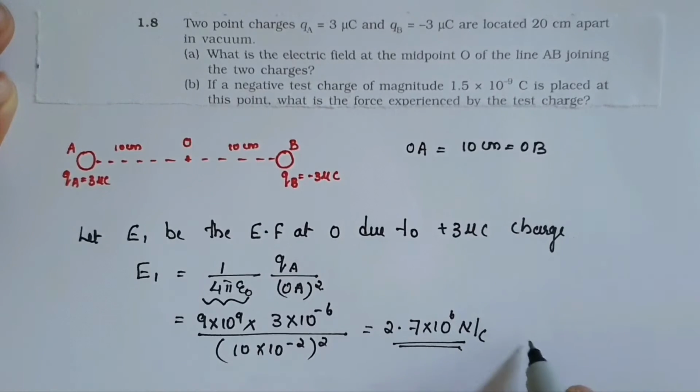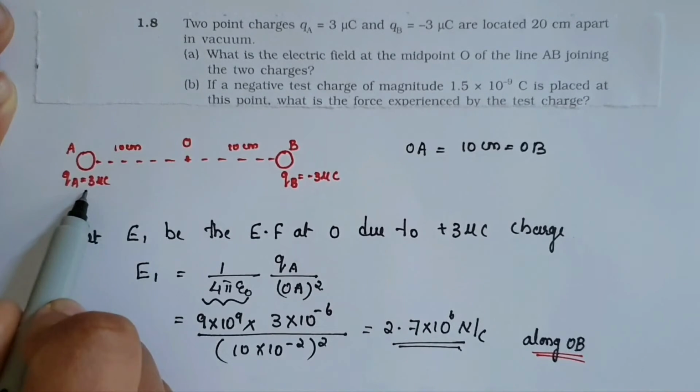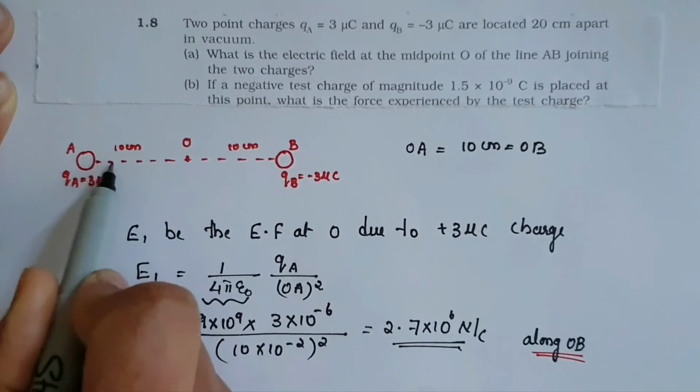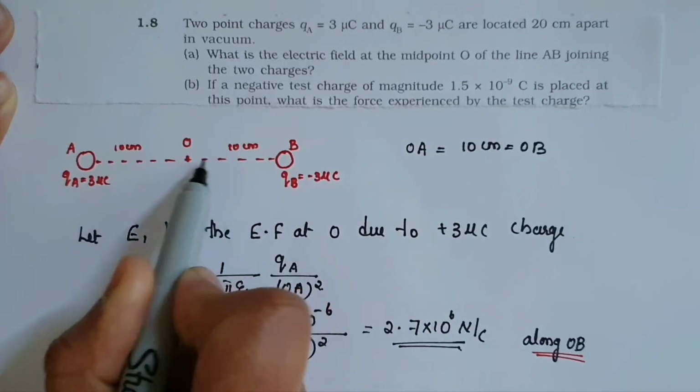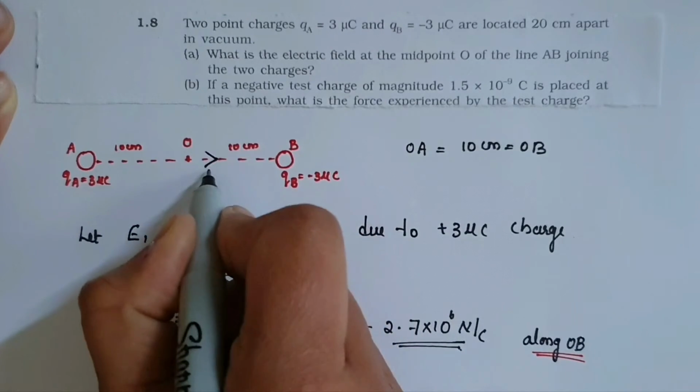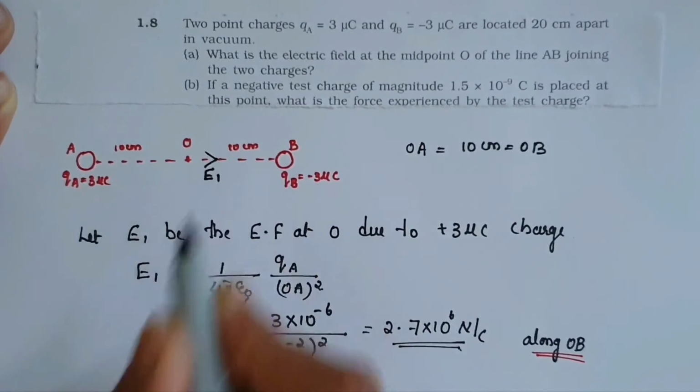And this E1 will act along OB, because QA is a positive charge. For a positive charge, electric field is directed away from the charge. So this is away from the charge. So this will act along this direction, E1, along OB.